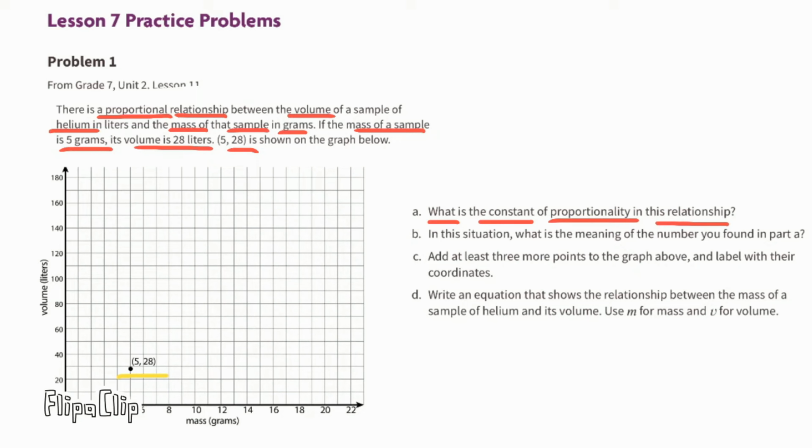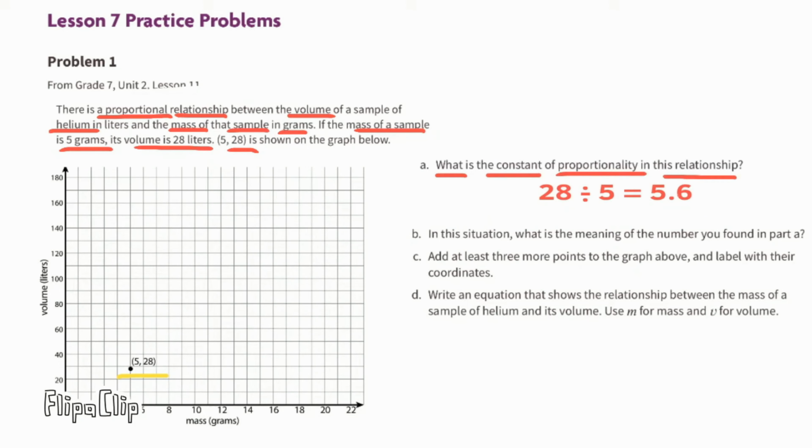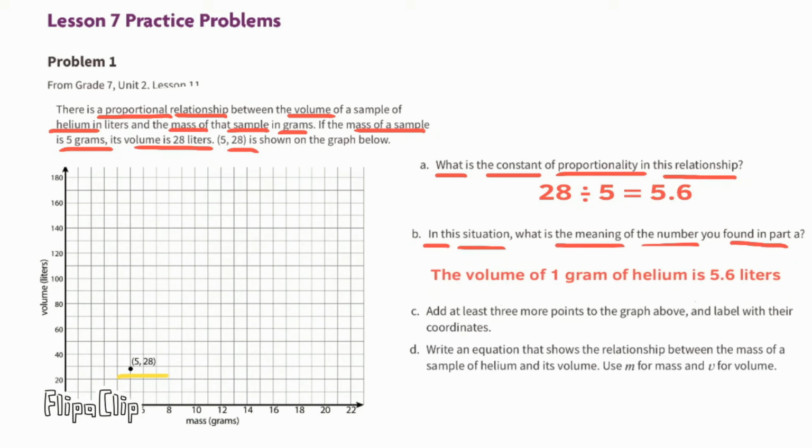A. What is the constant of proportionality in this relationship? 28 liters divided by 5 grams. The constant of proportionality is 5.6 liters per gram. B. In this situation, what is the meaning of the number you found in Part A? The volume of 1 gram of helium is 5.6 liters.